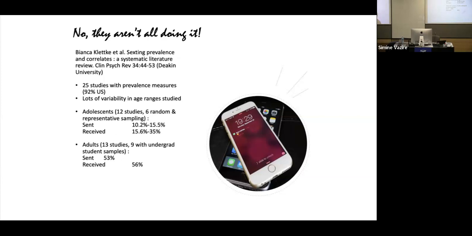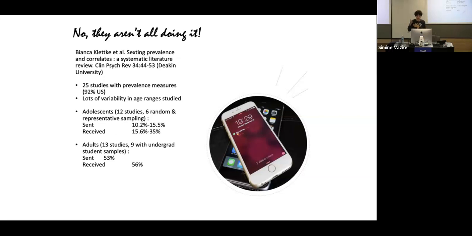So these are the ranges they estimated across the different studies for what proportion of people have sent or received sex messages. And then in 13 studies, they found with adults, here they don't provide a range, they provide a more specific estimate. 53% have sent one and 56% have received one. And here they specified that of these 13 studies, 9 were with undergraduate student samples, who tend to be obviously very young adults. So that is a big caveat in how we would interpret those results.